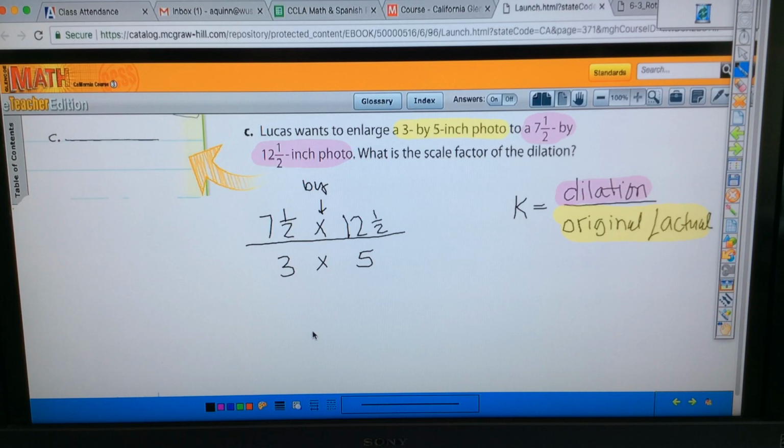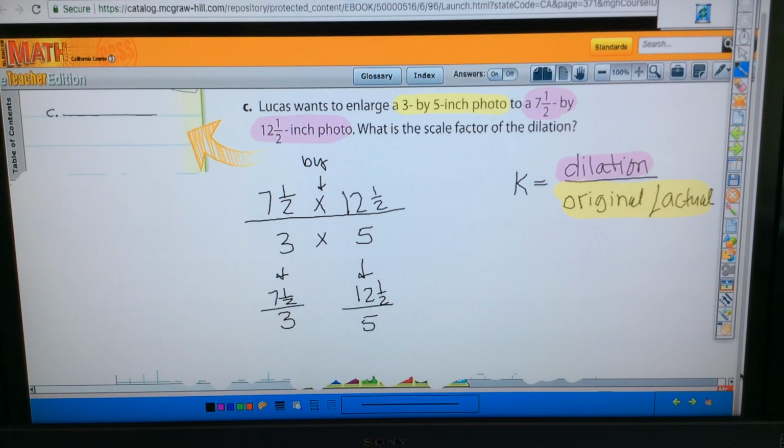This looks scary because you've got fractions on top of fractions, you've got division, you've got what looks like a multiplication symbol. Here's my suggestion: just treat each one of these as two separate division problems. Essentially, 7.5 divided by 3 and 12.5 divided by 5.